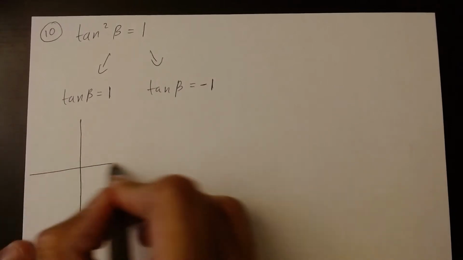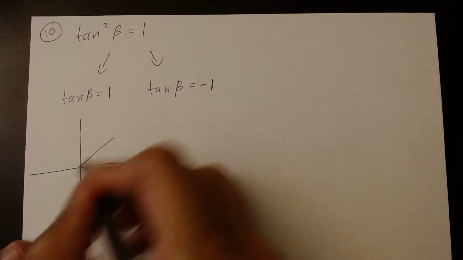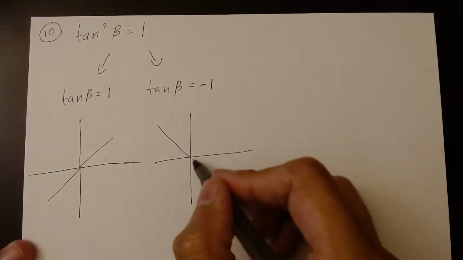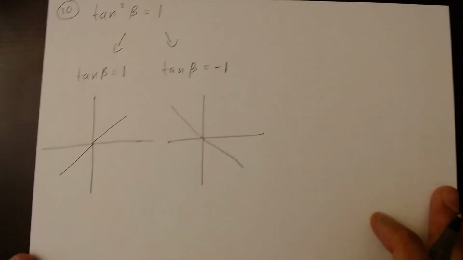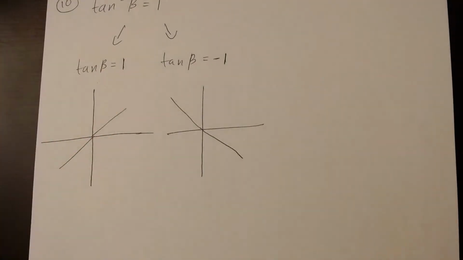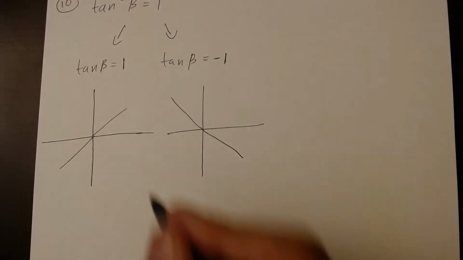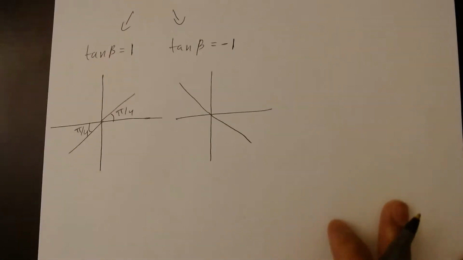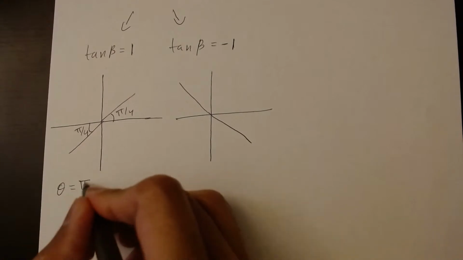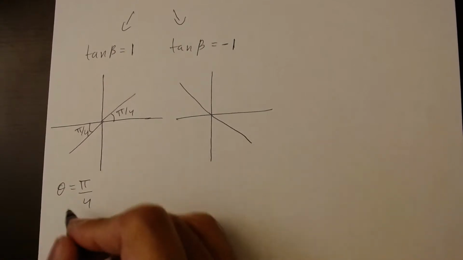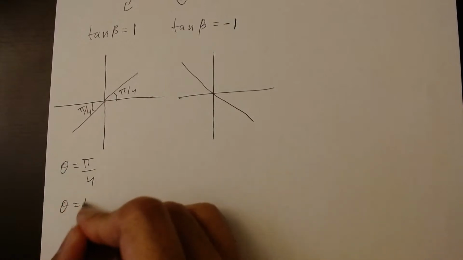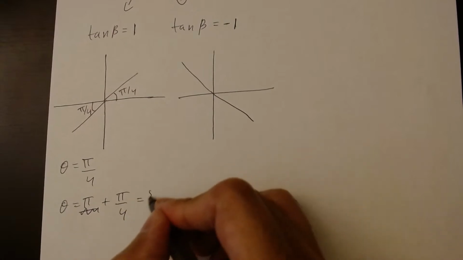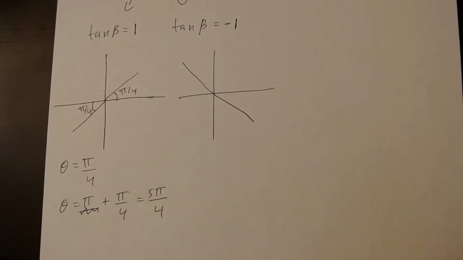I'll use my CAST rule here. Tan is positive in these two quadrants, and tan is negative in these two quadrants. So now I'll do the tan inverse of 1, and that's just pi over 4. So in this case, my first solution is just pi over 4, and my second solution is pi plus pi over 4, which is 5 pi over 4.